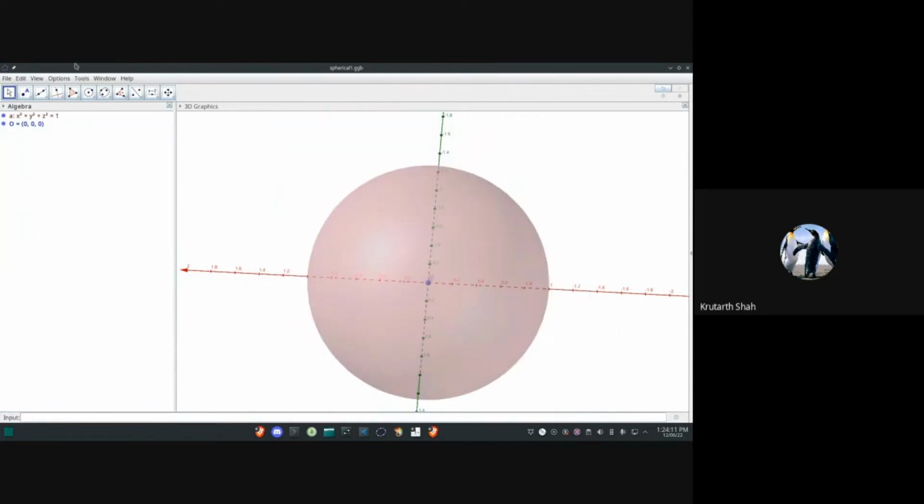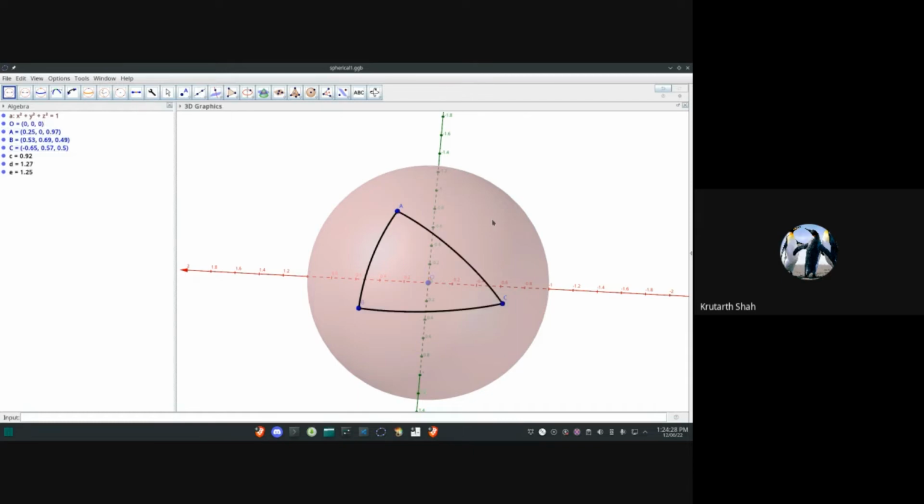Okay. So as with normal geometry, we'll talk about triangles now. Except these are spherical triangles, so they're points on a sphere, and they are spherical segments, so arcs basically.